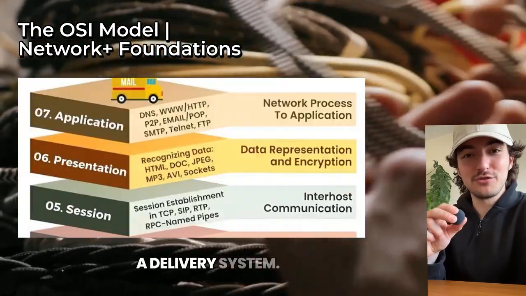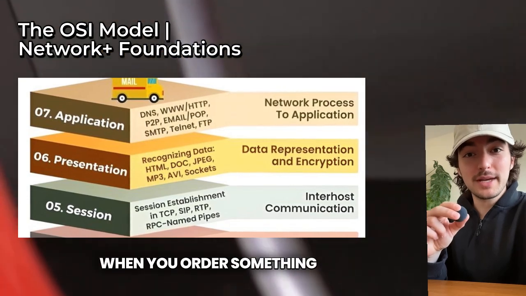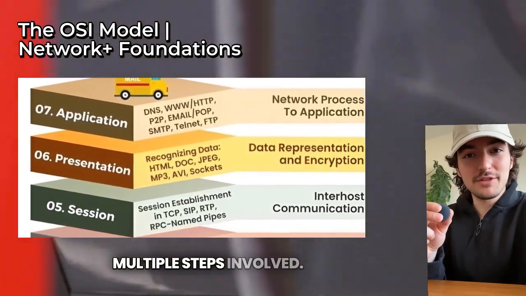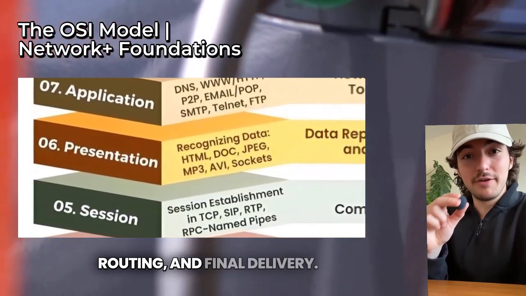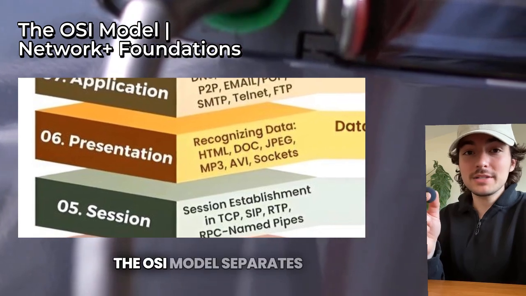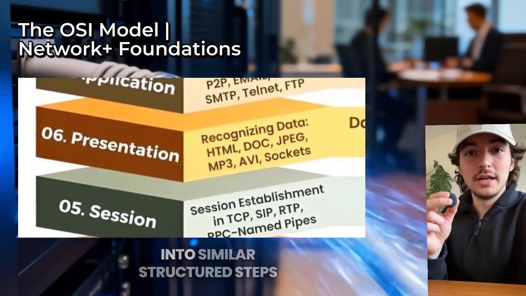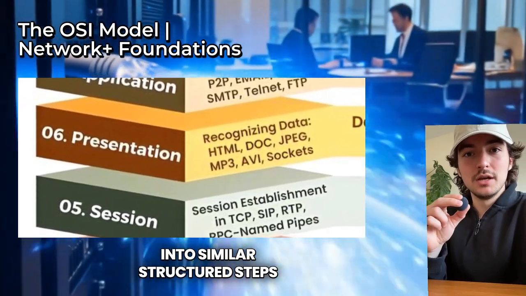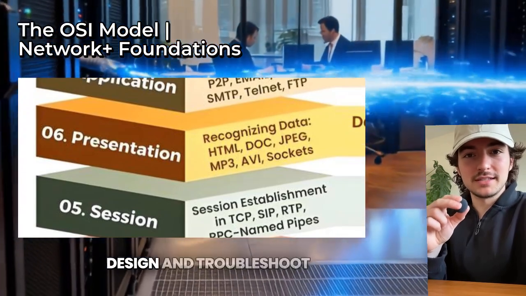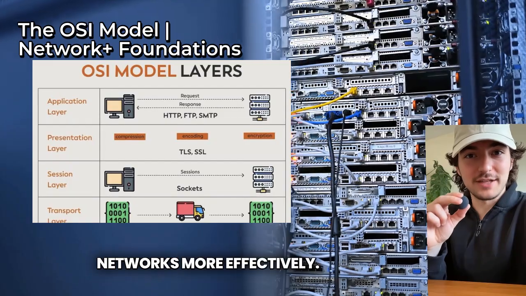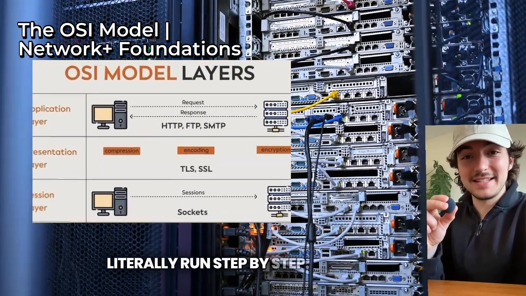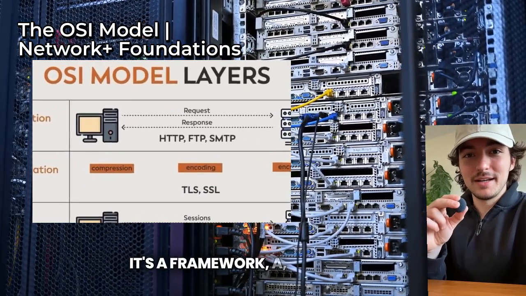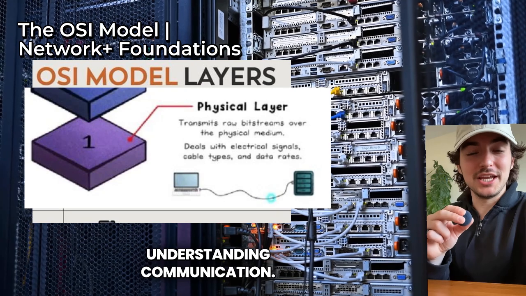Think of it like a delivery system. When you order something online, there are multiple steps involved: packaging, labeling, shipping, routing, and final delivery. The OSI model separates networking into similar structured steps so engineers can understand, design, and troubleshoot networks more effectively. It's not something devices literally run step by step. It's a framework, a blueprint for understanding communication.